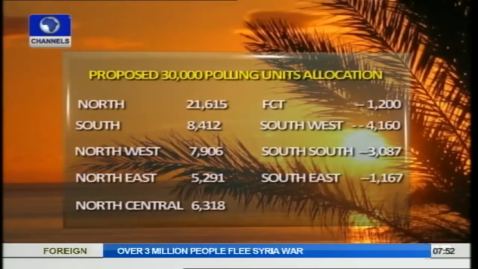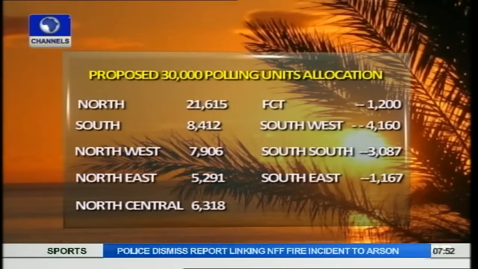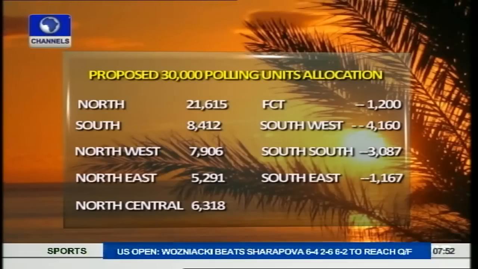Then the zonal breakdown: the northwest gets 7,906, the northeast gets 5,291, the north central gets 6,318, FCT gets 1,200, southwest 4,160, south 3,087, and southeast gets 1,167. And of course, they readily tell you this is lopsided, and they wonder what the demographic explanation is, even on a population basis, for this distribution.